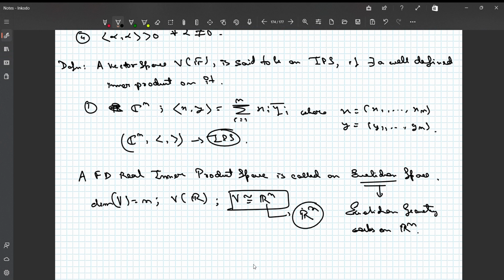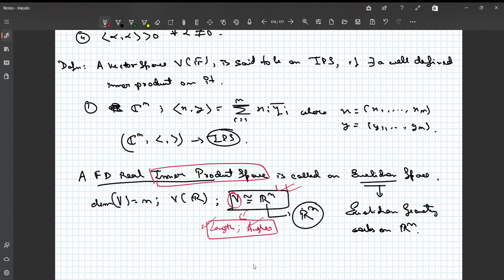Right. Typically, Rn is called the Euclidean space, but if you consider a finite dimensional real inner product space, what are the aspects you can relate to this? First of all, it's a finite dimensional real vector space, which means that V is isomorphic to Rn. Moreover, it's an inner product space, and since it's an inner product space, the concept of length and the concept of angles are satisfied on V as they are satisfied on Rn. Since V is an inner product space, these terms are valid on V in terms of the inner product, right?